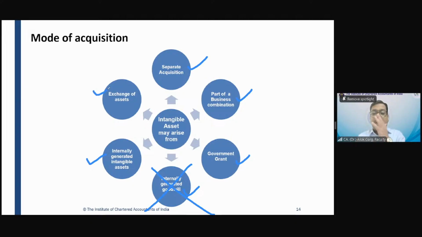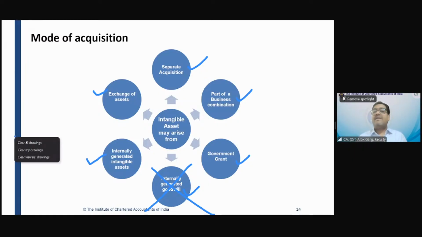And the last one, intangible asset can be acquired by way of exchange of assets. What is meant by exchange of assets? Barter, right? You are giving one non-monetary asset and you are getting an intangible asset. Or you are surrendering one intangible asset and you are acquiring another intangible asset. It is more like a barter, right?